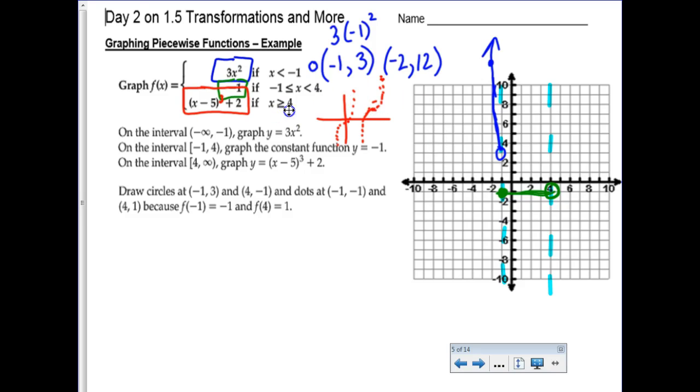Let's go ahead and figure out what happens at x equals 4, because that's going to be the first point that I can actually plot on this red function. It does say equal to 4, so it's going to be an actual ordered pair. Could you please plug in a 4 for me? So 4 minus 5 is -1. -1 to the third power is still -1. So -1 plus 2 is 1. So at 4, 1, give me a good old ordered pair.